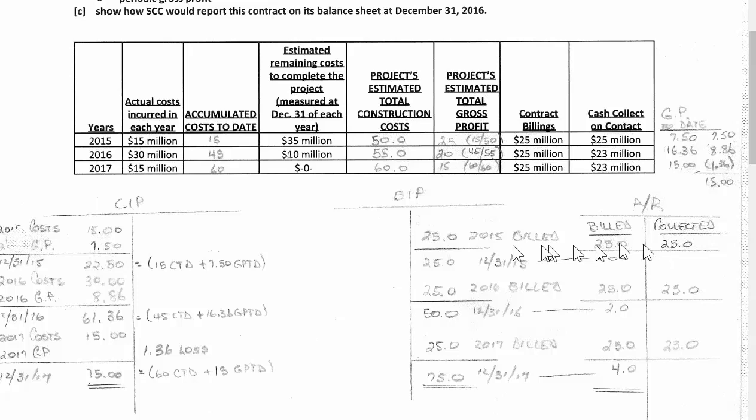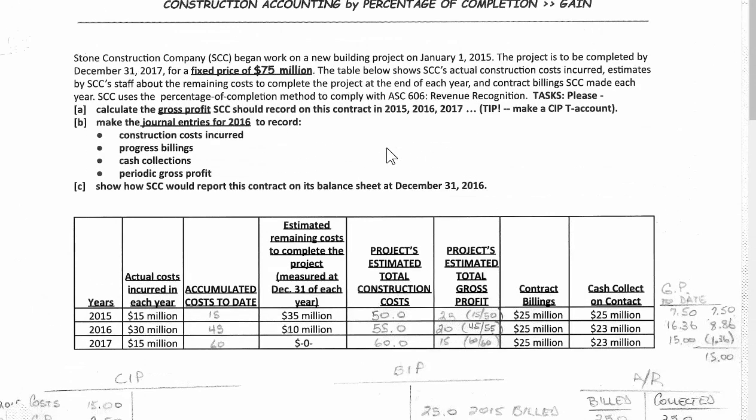Now let's do the accounts for the first year. In 2015, the actual costs incurred were $15 million, and the principals believe that it's going to cost $35 million more to finish this project. So $15 million into the project plus $35 million more to finish means that the total contract construction costs would be estimated at $50 million. At $50 million, compared to the $75 million fixed contract price, that means that the principals believe that there will be a $25 million gross profit on this project.